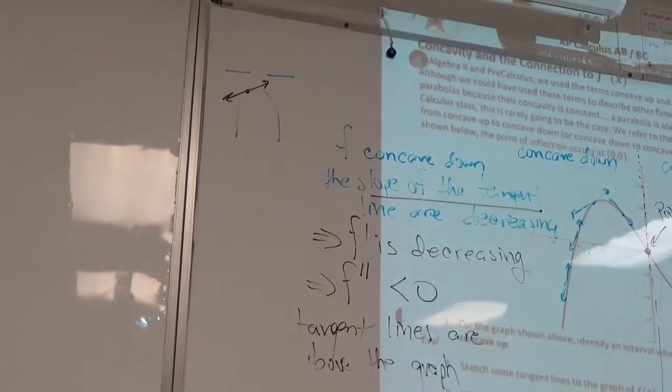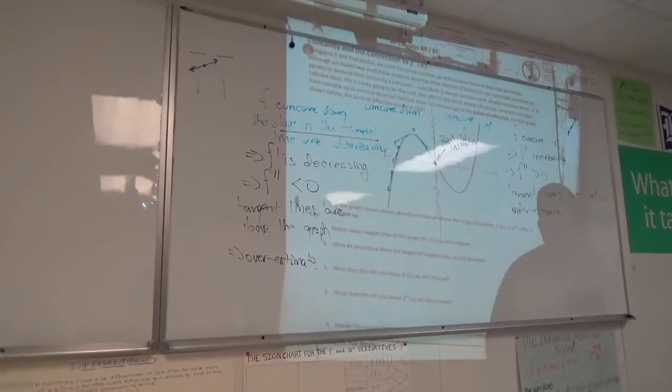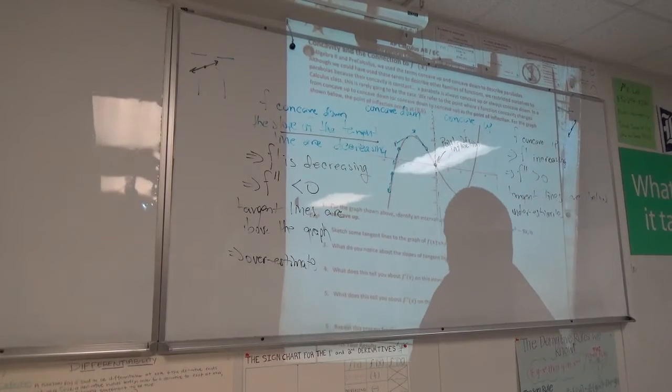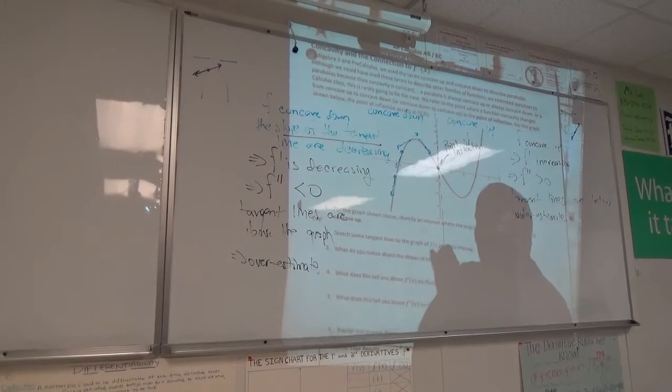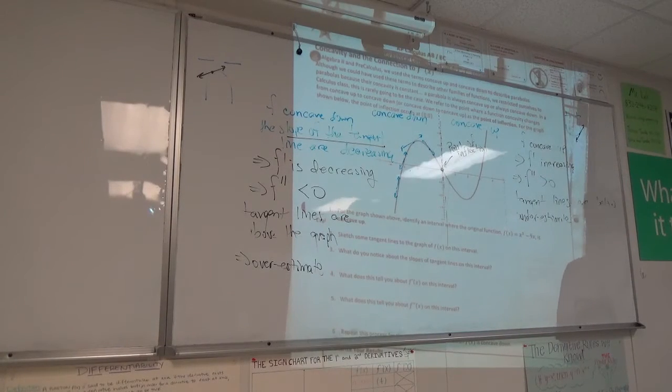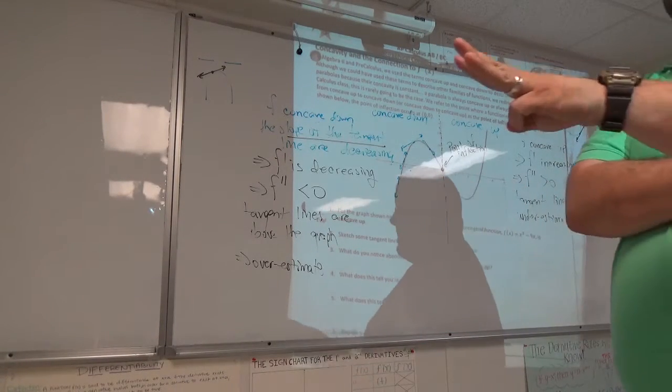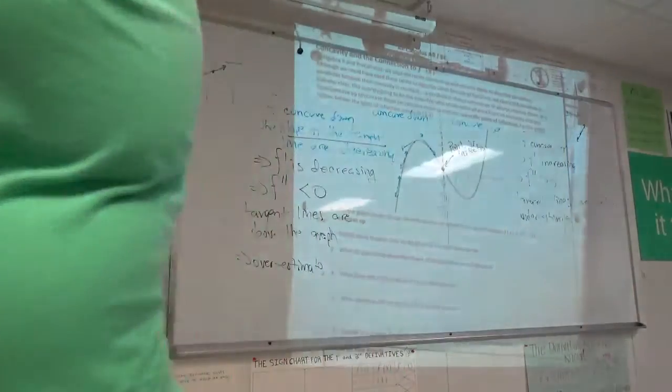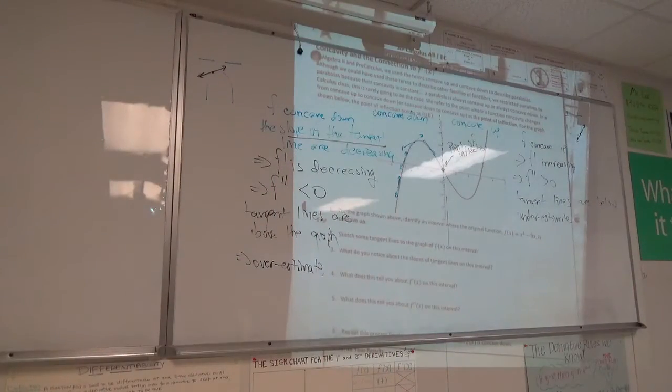Everybody good? Okay, so let's talk about the homework this weekend. There are 9 multiple choice questions that have to do with F, F prime, F double prime. Here's the good news. They are all calculator active. I think there are 3 at the end that say calculator inactive. They are all calculator active.